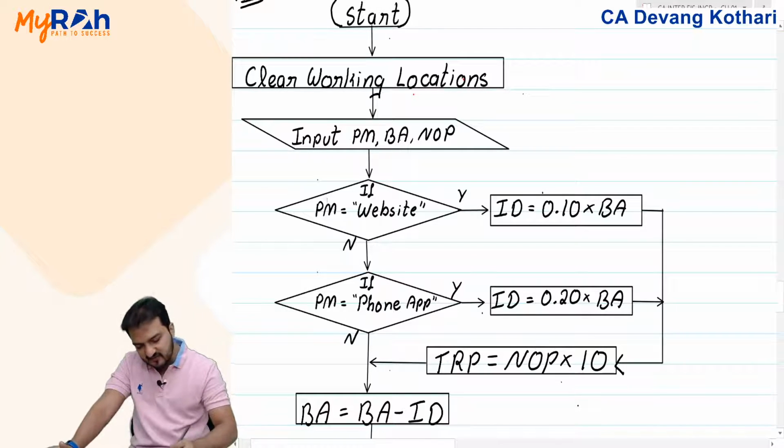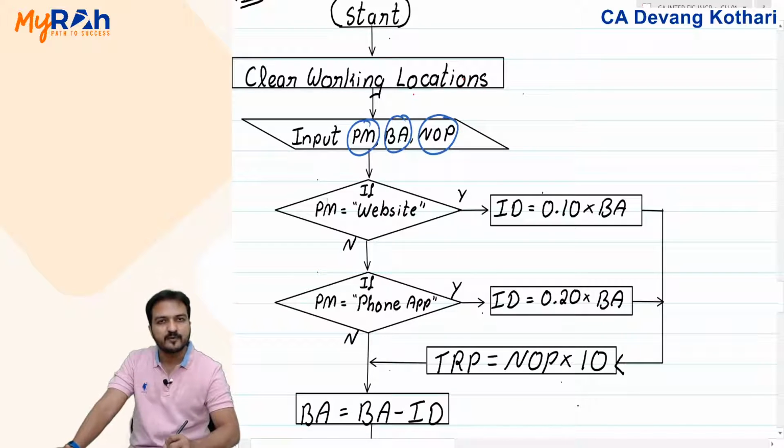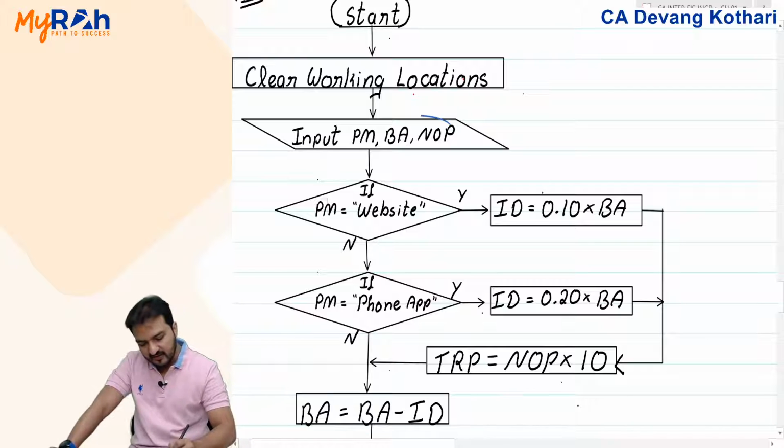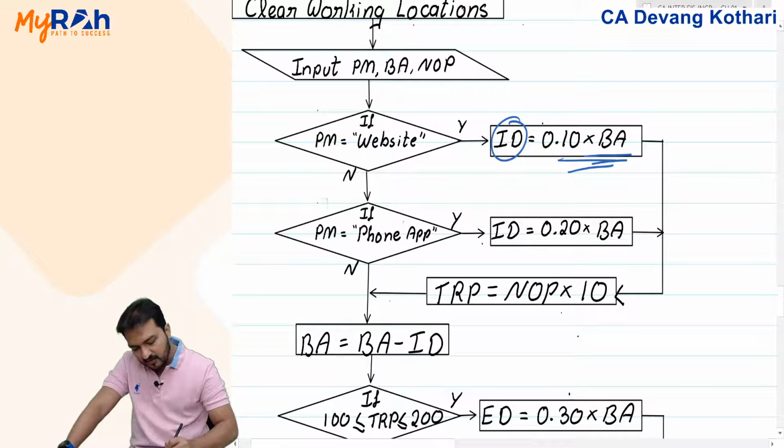The question itself says that you take purchase mode, bill amount and number of purchases as input. So I take that as input according to the question. Then under that I check if purchase mode is website or phone app. If website, then I give 10% of bill amount as the initial discount. If purchase mode is phone app, then 20% of bill amount is the initial discount.